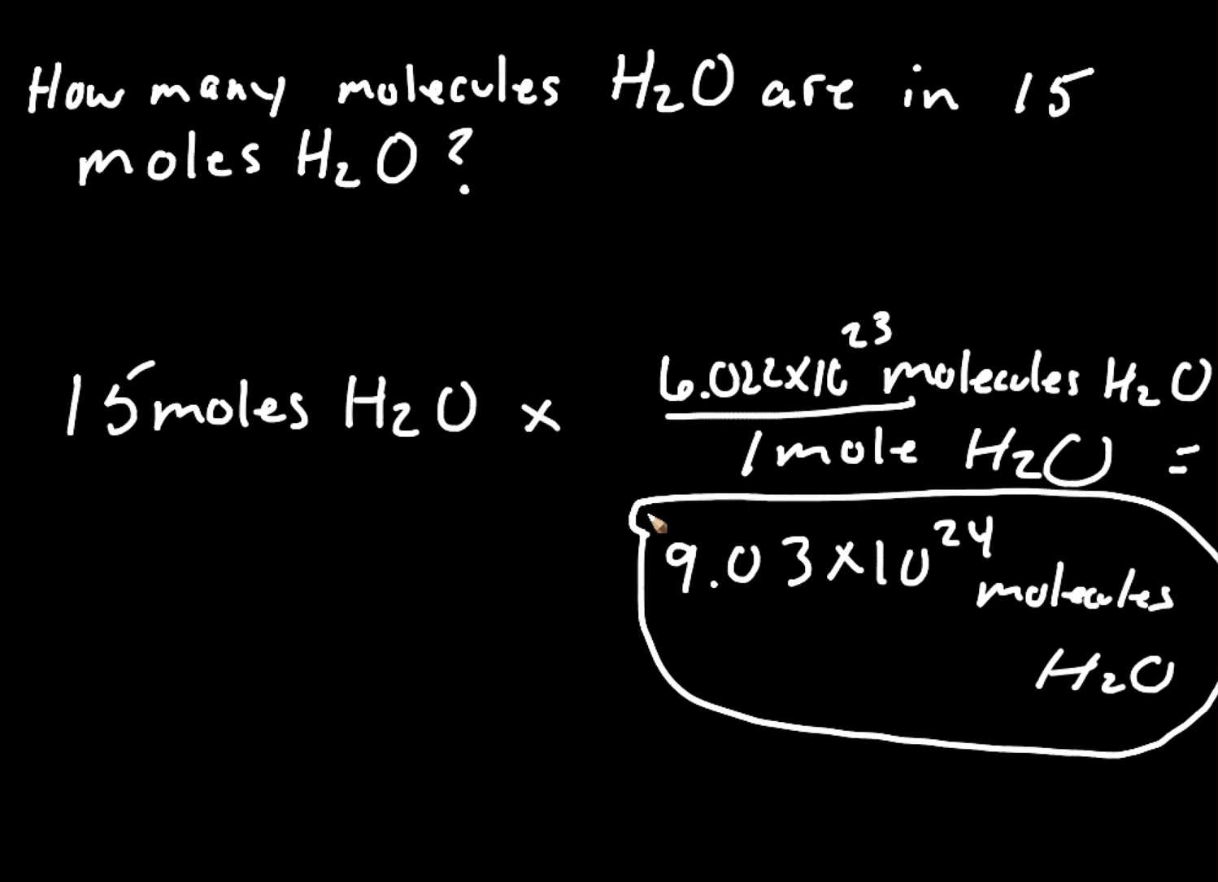Now remember, when you're putting times 10 in your calculator, you're not going to use times 10. You're going to use the E button, so second and then comma. We'll bring that E up on the screen. Okay, so there's one example.